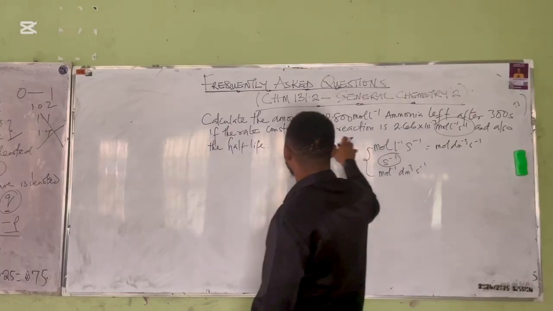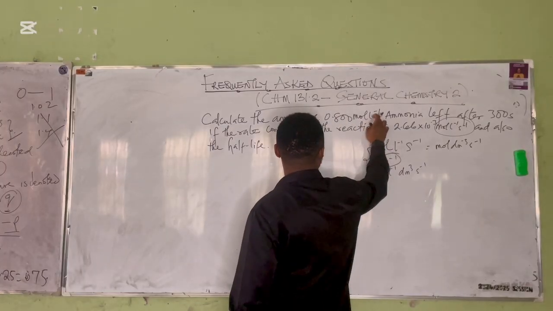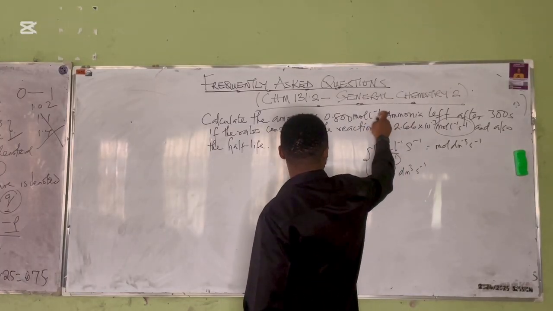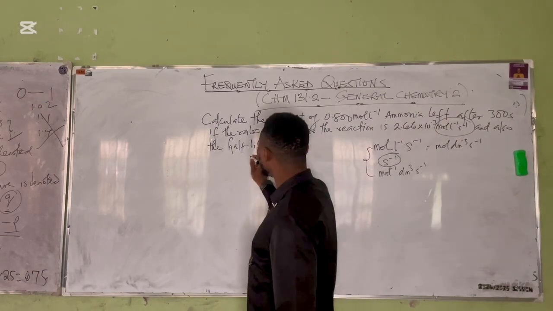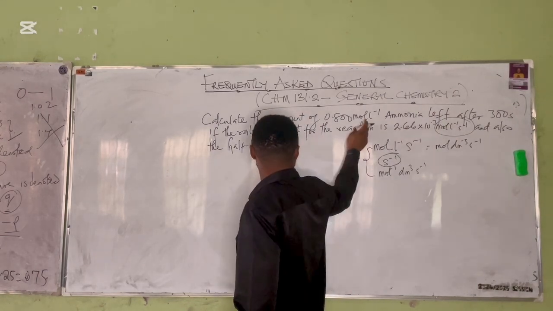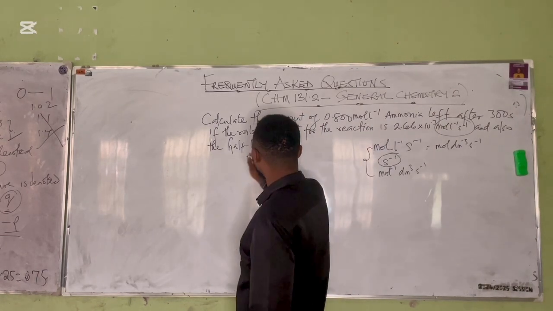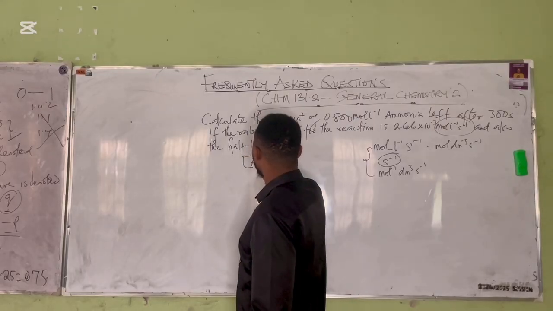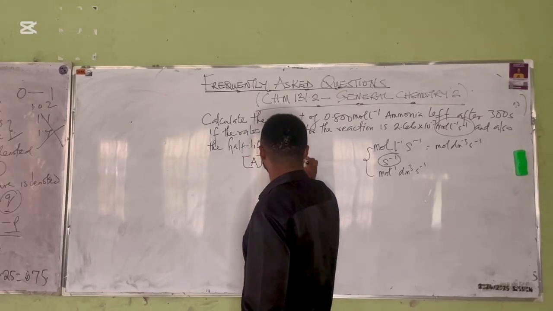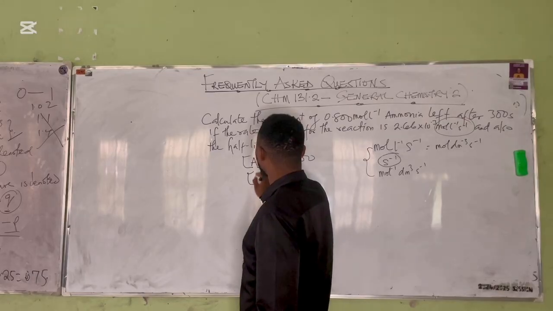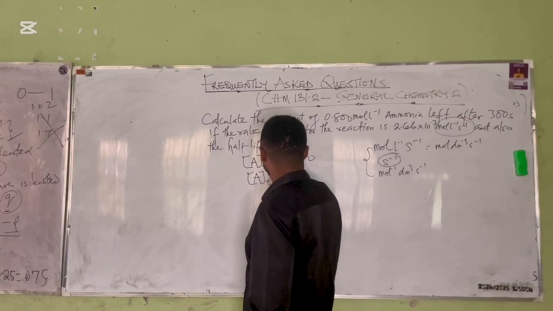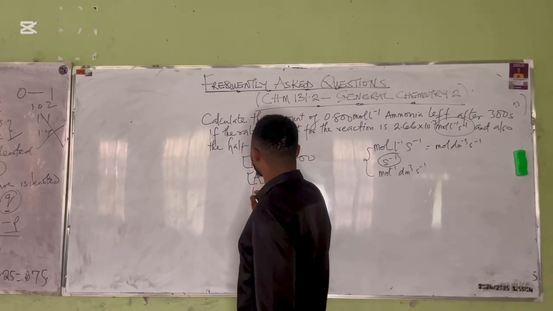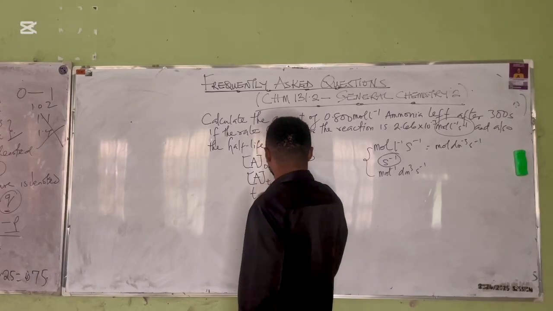Now let us state our parameters. Calculate the amount of 0.80 mole per liter left. So now you're looking for the final concentration. This is a concentration. So this is the initial concentration A0, 0.800. The final concentration, the one left, is what you're looking for. The time taken is 300 seconds.